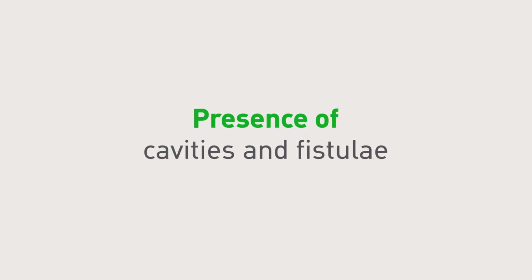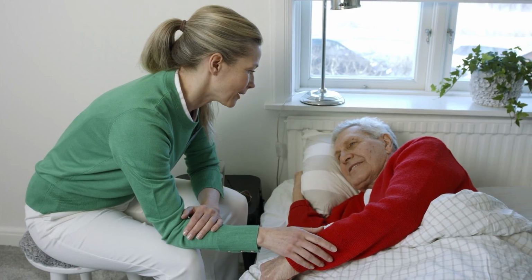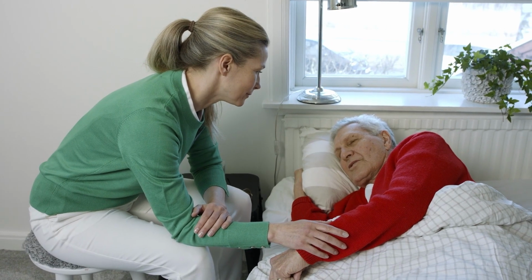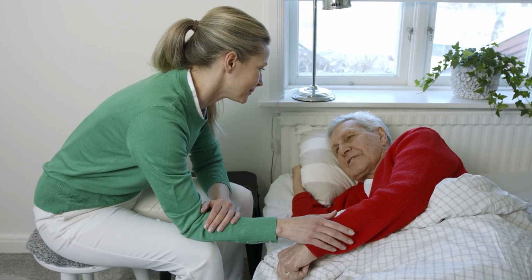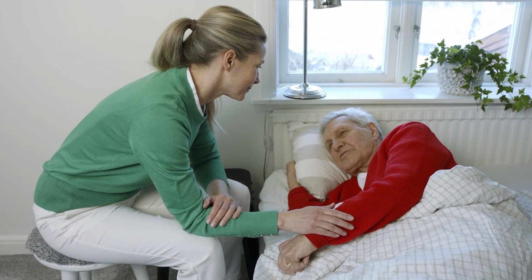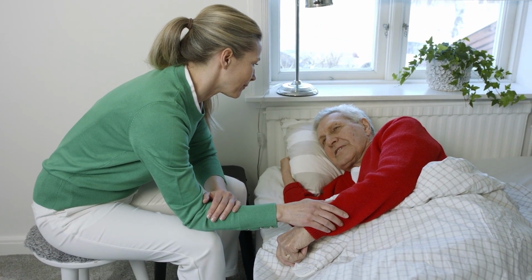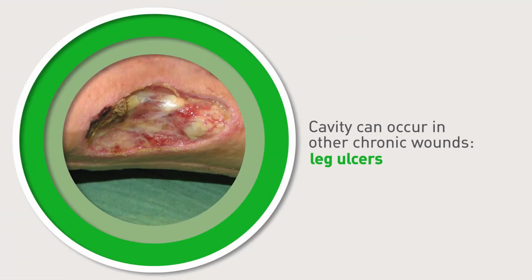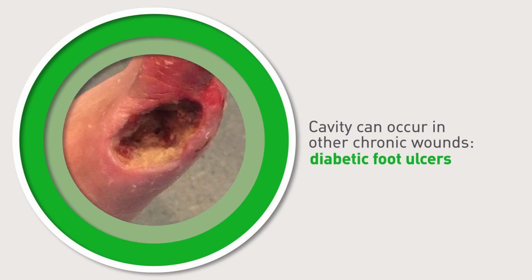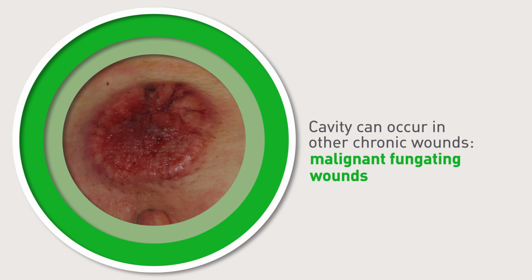Jane is not only treating Mary's wound, she is also visiting other patients, one of whom is Peter, a male patient with a pressure ulcer or injury on his sacrum, which is a deep cavity. We need to be aware that a cavity can occur in other chronic wounds as well. For example, leg ulcers, diabetic foot ulcers, and malignant fungating wounds.